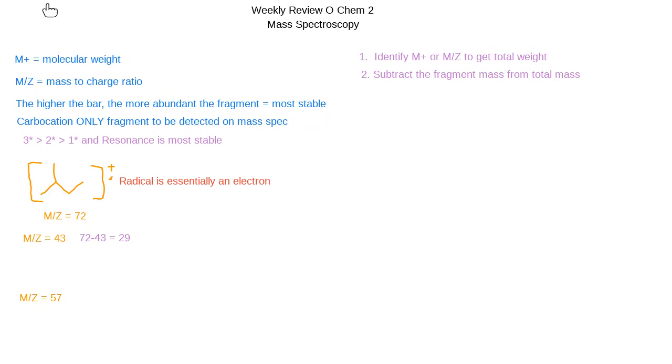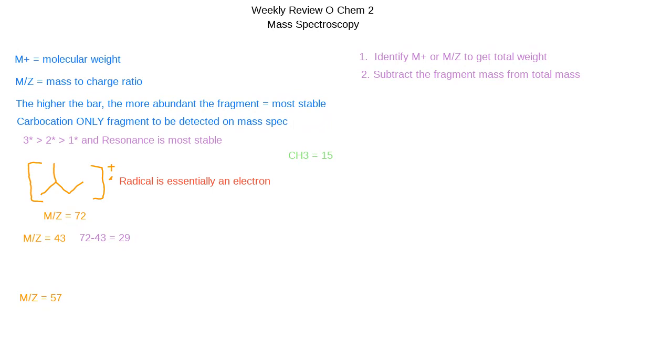Okay. Now one methyl group. Let me see where I want to write this. So one methyl group equals 15, because carbon is 12, and the three hydrogens add up to 3, 1 each.